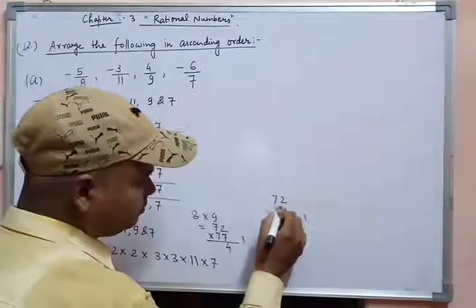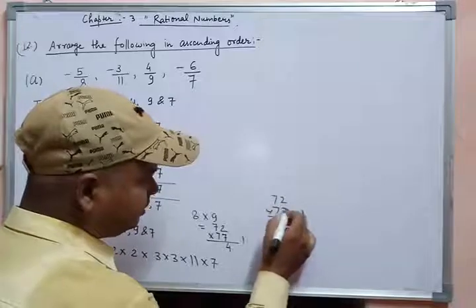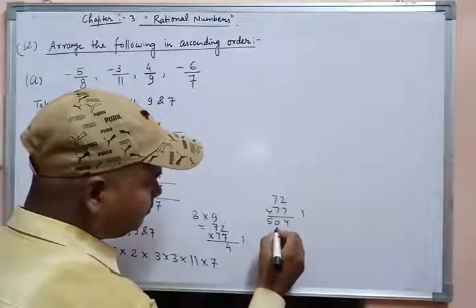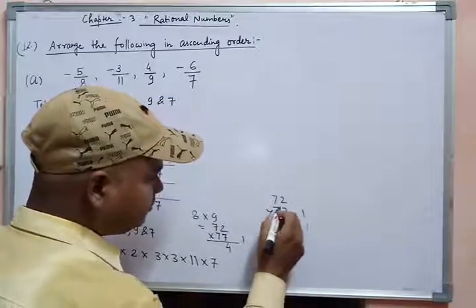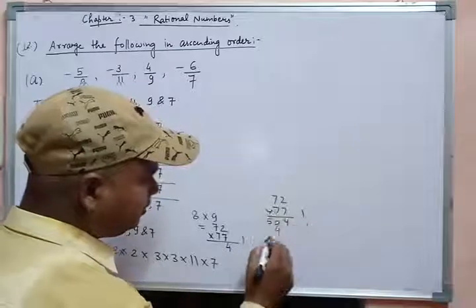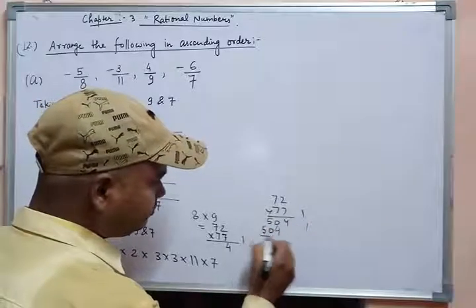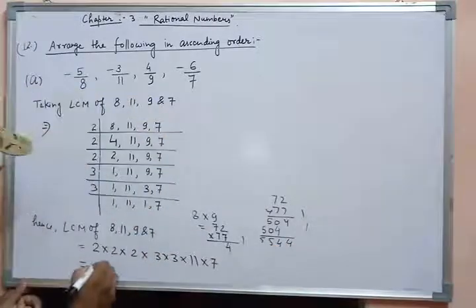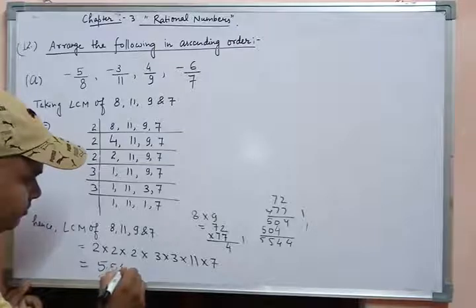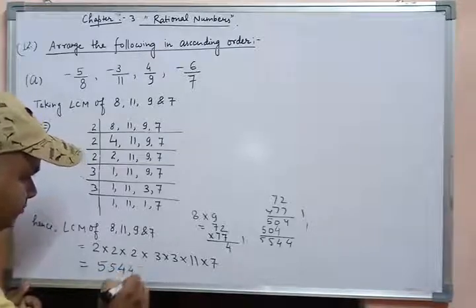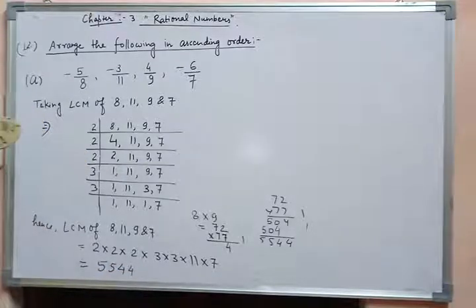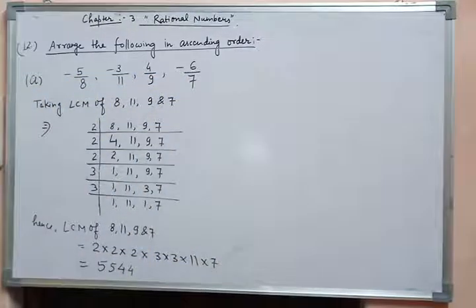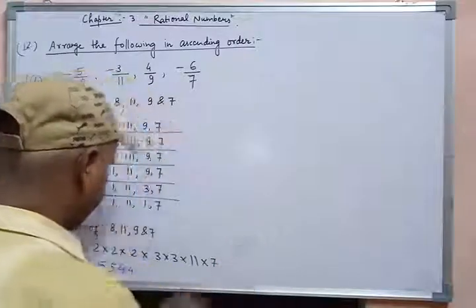Now we have to again multiply 72 by 77. 7 times 2 is 14, 1 carry, 7 times 7 is 49 and 1 is 50. So we can write here 5544. Now in the second step you have to convert all the rational numbers to the common denominator.